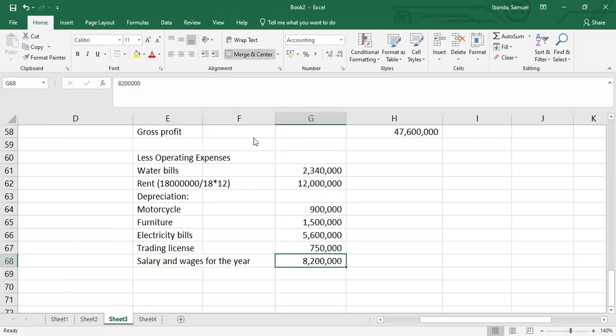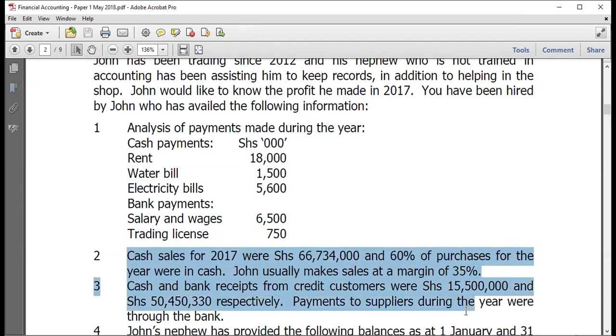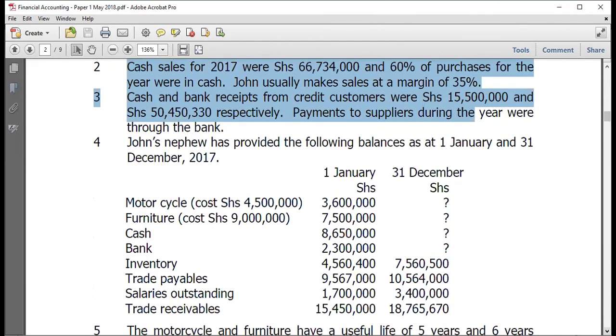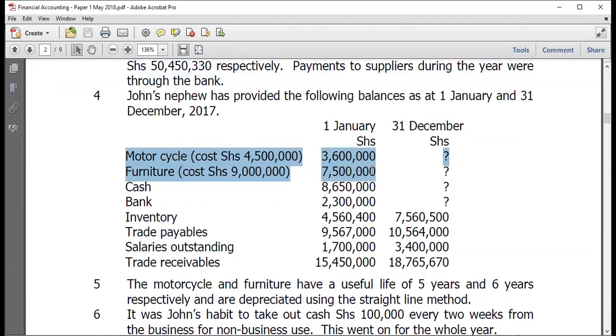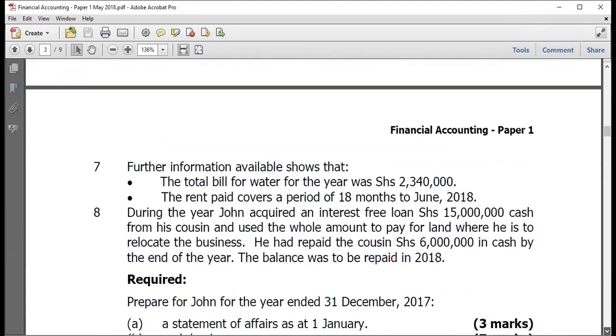Yours is now to look through the question and see if there is anything that I have left out. At least all of this I recorded, because rent, water bill, they gave us a figure, electricity bill I recorded, salaries and wages I also recorded, trading prices I've recorded, cash sales, and the purchases. I've been able to depreciate this, and the other I've taken into consideration and depreciated accordingly. There was no effect here. So if you've taken everything into consideration, yours is to go and find your total expenses.